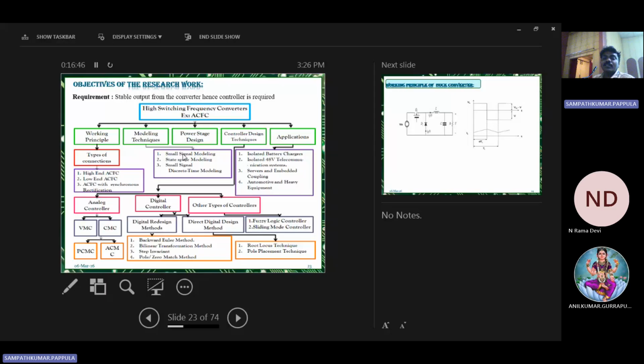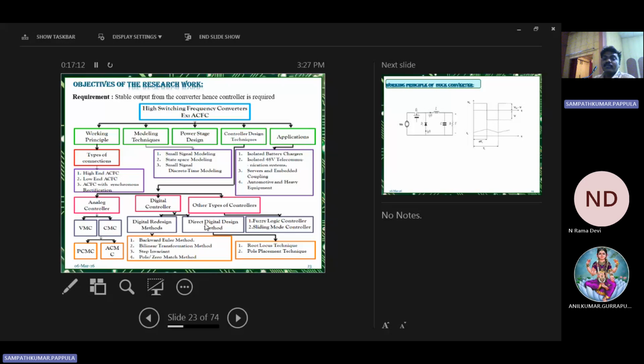In the modeling also, there are three different techniques. I may use any one of them. In the power stage, with the help of the required specifications, I calculate the power stage components. In the controller also, there are various controllers: analog controller, digital controller, and other types. In the analog, there is voltage mode and current mode. In the current mode also, there is peak current mode, some other current modes, and average current mode controller.